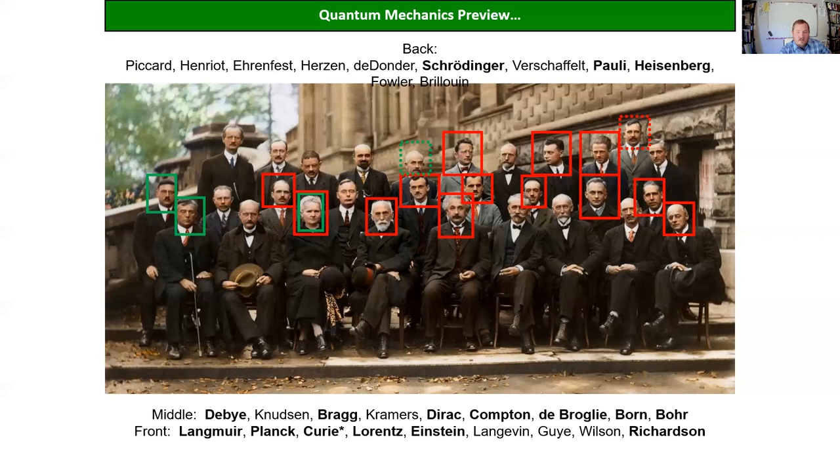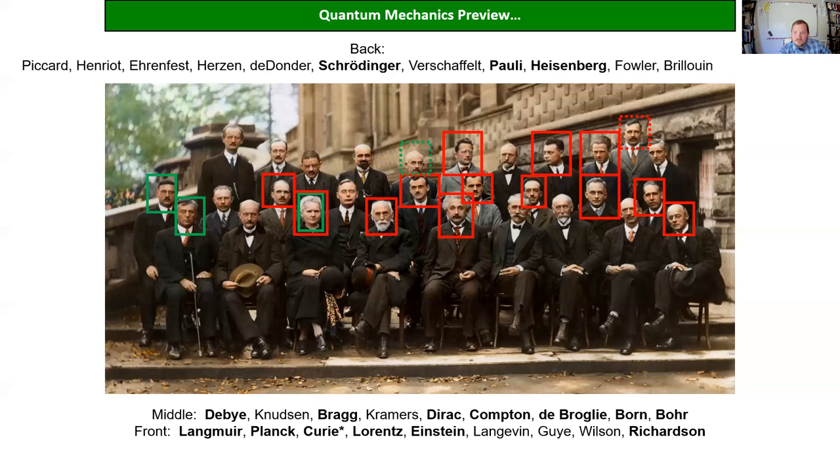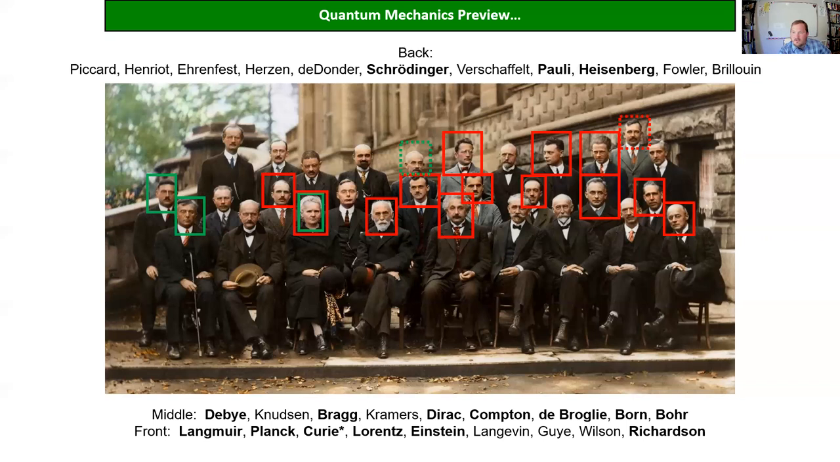So all the names, this was not originally a color photo. Somebody went back and colorized it, but I think it looks good enough colorized that I wanted to leave it that way. All the names in bold won Nobel Prizes. And if they have a dotted line around them, then that means that their students won a Nobel Prize.